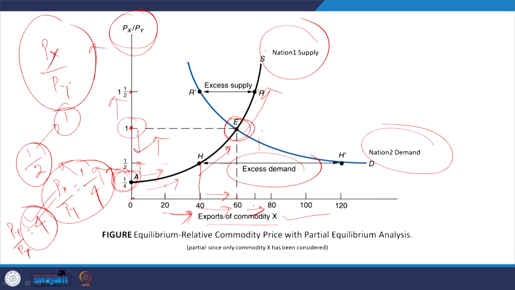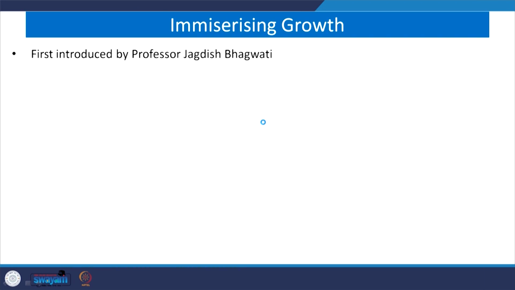When the relative price of X is higher, country 1 is ready to export more, whereas since it is higher, country 2 is demanding less. So, it will push the prices down, reaching the equilibrium prices. So, this is the equilibrium price and this settles the relationship.